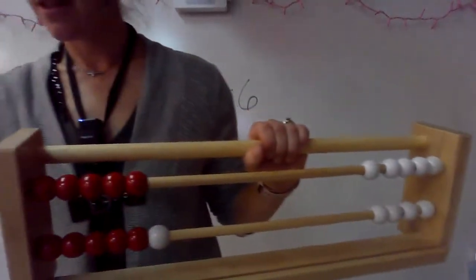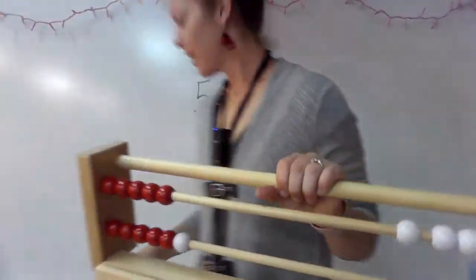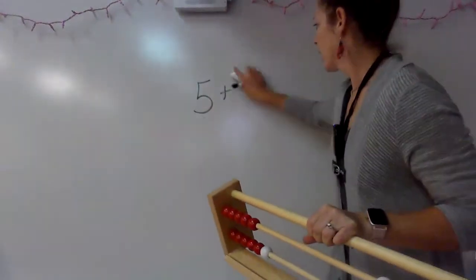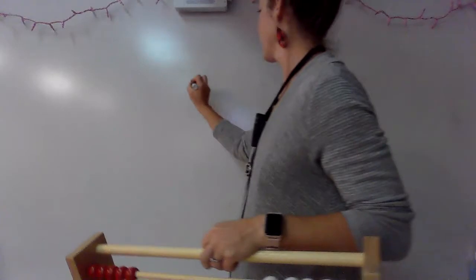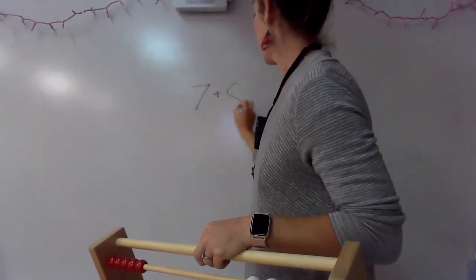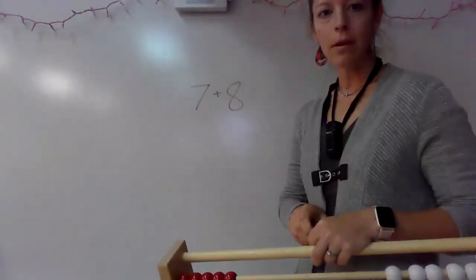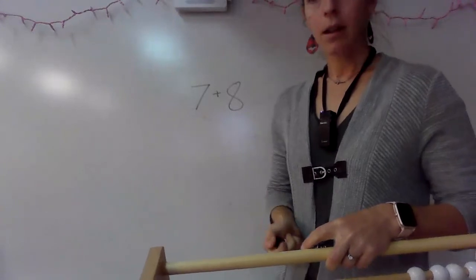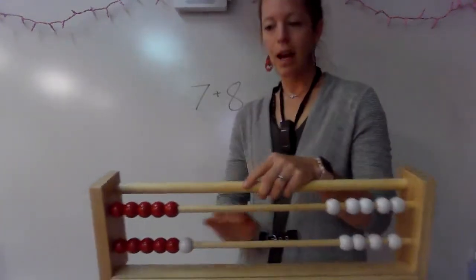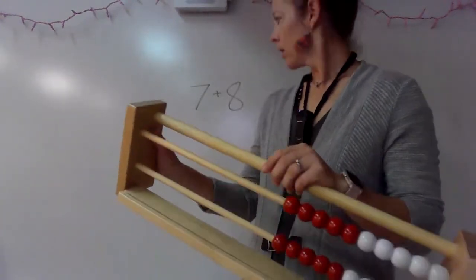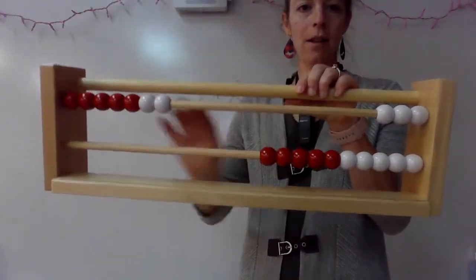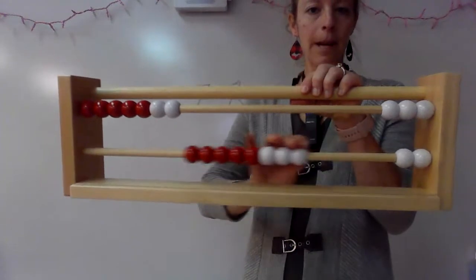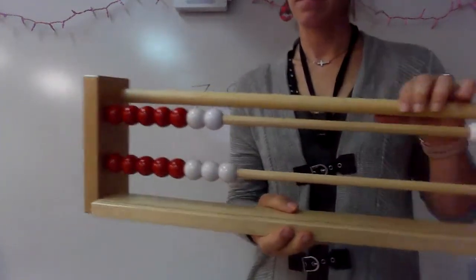And let's try another more challenging problem that you can't do on your fingers necessarily, or not that fast. We're going to use our doubles, plus 1 or minus 1, to help us figure this out. So 7 plus 8. 7 plus 8.